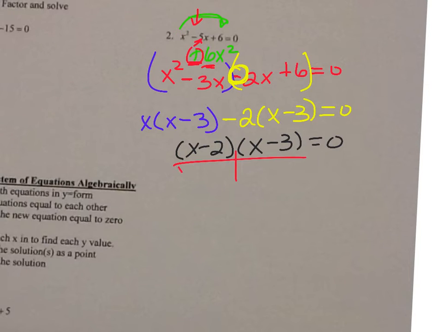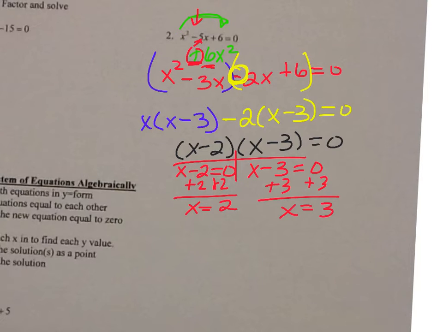T-chart, set them equal to 0 and solve. x minus 2 equals 0. x minus 3 equals 0. Add 2, x equals 2. Add 3, x equals positive 3.